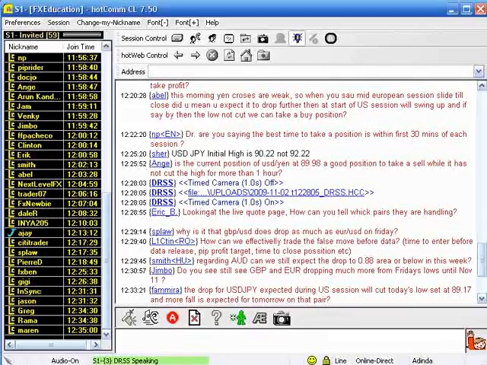Oh yeah, there is a typing mistake. 90.22 is the high. Is that the current position of USD, and is 89.98 a good position to take?